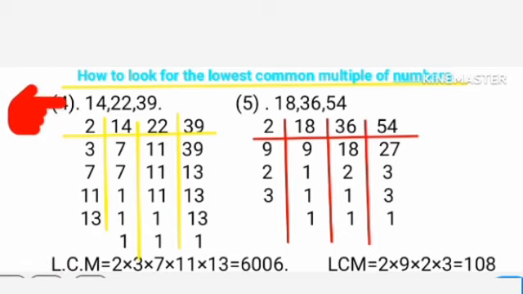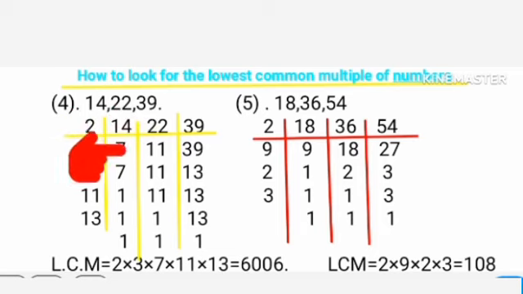So here we have 14, 22 and 39. If you put all these numbers in your table, now I've explained the way you divide. You look for any number that can go in either one of these numbers, two of the numbers, or the whole of the numbers. So here we're going to have 2. 2 can go in 14 and 2 can go in 22.